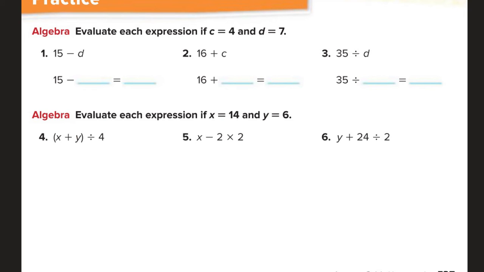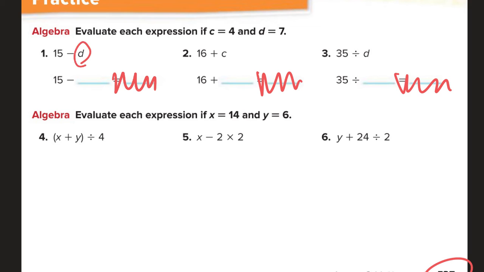I want to see over here if there's anything crazy going on. Doesn't look too crazy. Okay, let's get rid of these guys though. I'm on page 537. Get rid of the equals. We just write our answer below. So instead of D, I need to replace that with a 7. 15 minus 7 is 8.